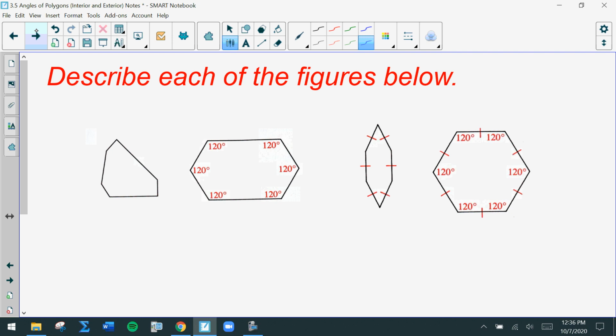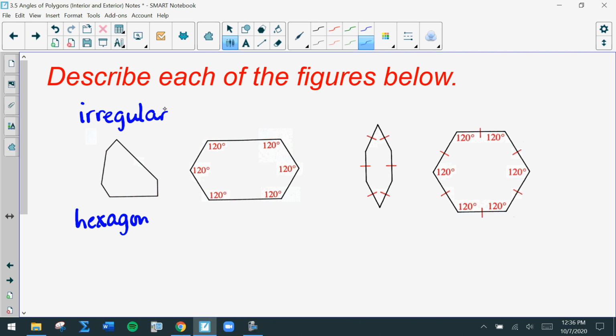each of the figures below. So for this first diagram, we don't know anything about the angles, right? The angles aren't marked as congruent, the sides aren't marked as congruent, but this is a 1, 2, 3, 4, 5, 6-sided figure, so this is a hexagon. And we'll call it an irregular hexagon because we don't have any sides congruent, we don't have any angles congruent in this picture.